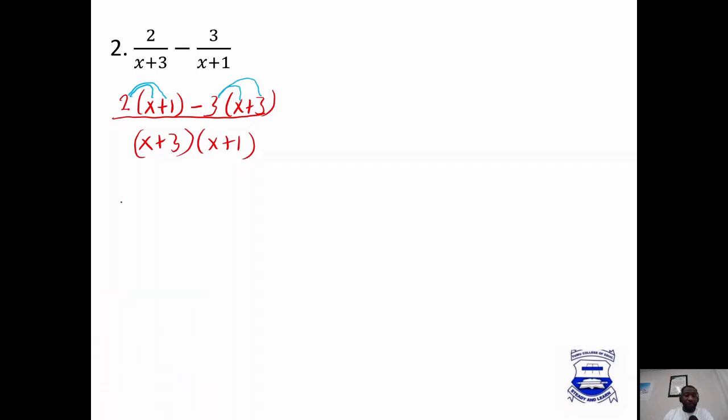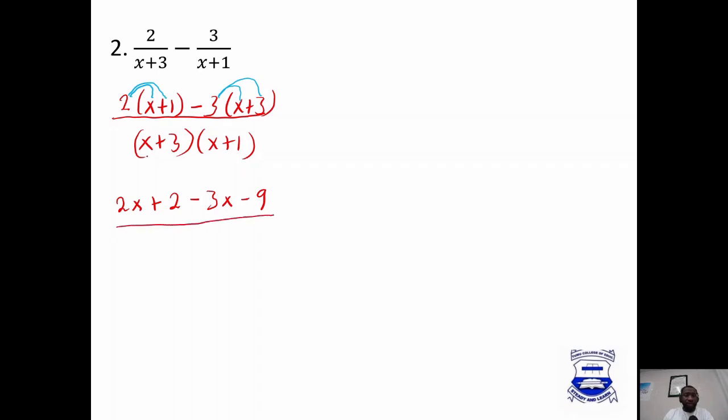So let's move on. We have 2 multiplied by x. I'm going to have 2x plus 2 times 1. I have 2 minus 3 times x is going to give us 3x. And then negative 3 multiplied by positive 3 is going to give you minus 9.